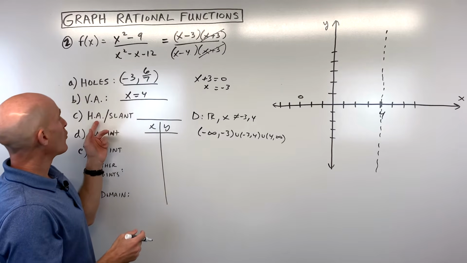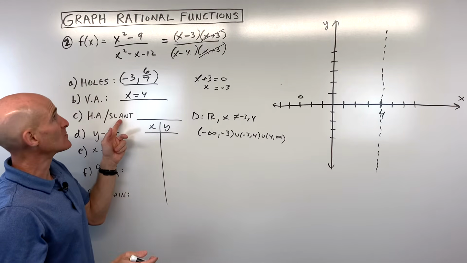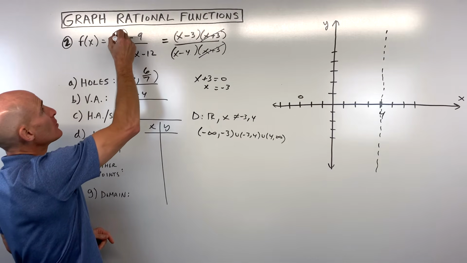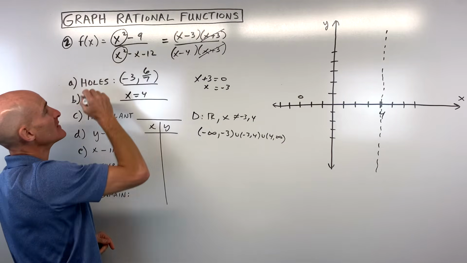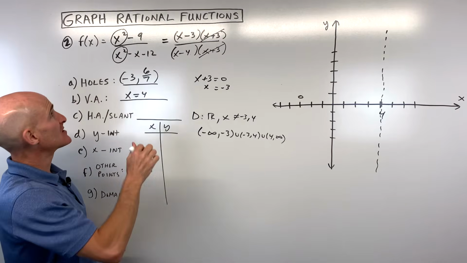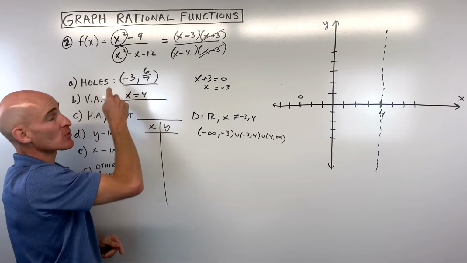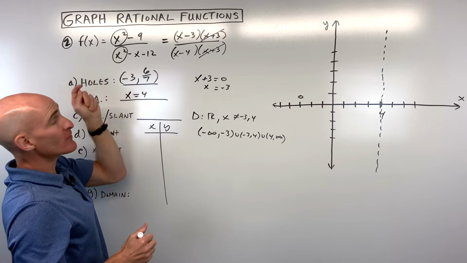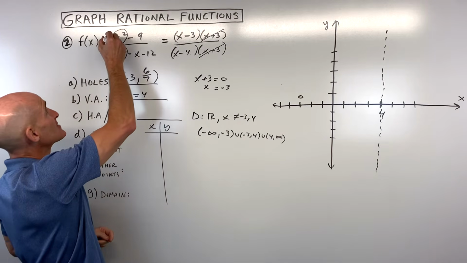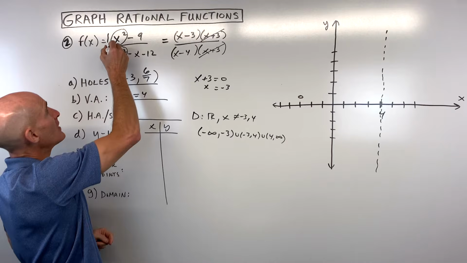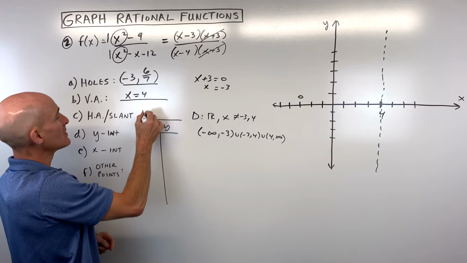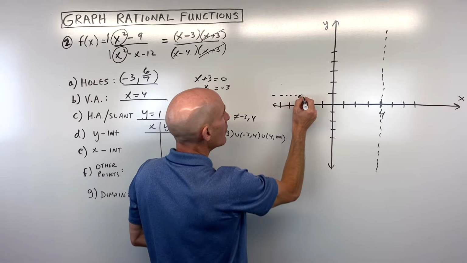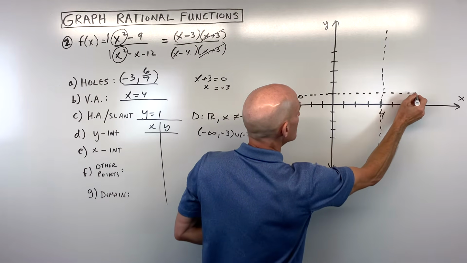So now let's look at the horizontal asymptote or the slant asymptote. Here's where we focus in on the highest powered term in the numerator and the highest powered term in the denominator. Now, if it's a tie, like see how these are both x squared, then what we do is we take the ratio of the coefficients in front of those variables. So in this case, this is understood to be a 1 and a 1. So 1 divided by 1 is 1, and our horizontal asymptote is going to be right here at y equals 1.